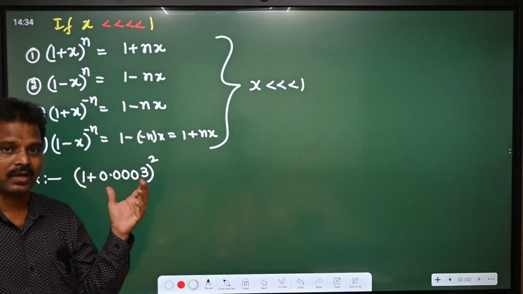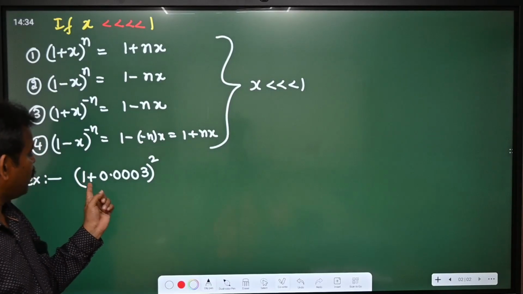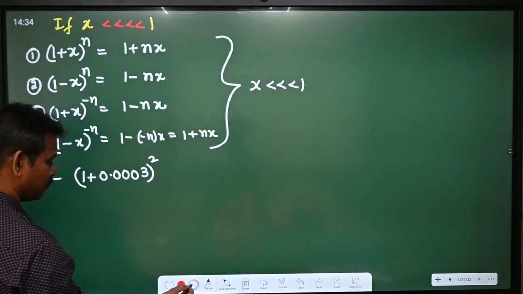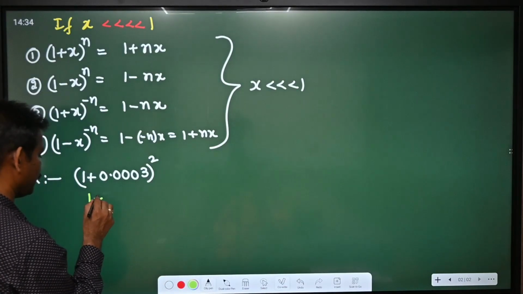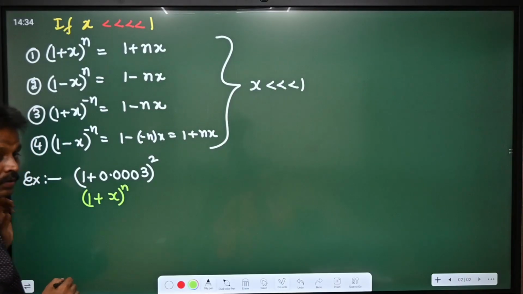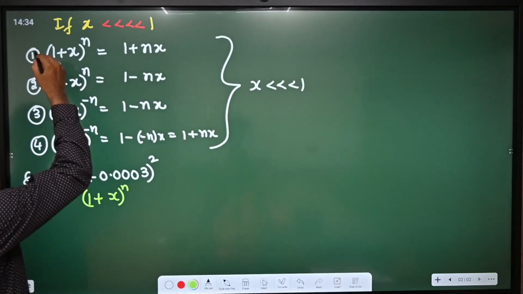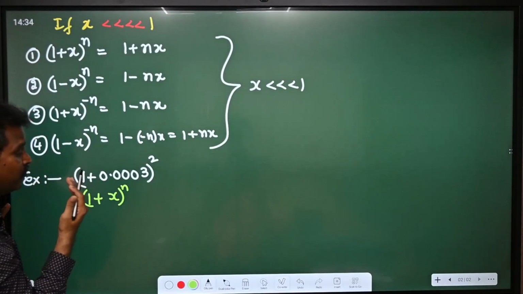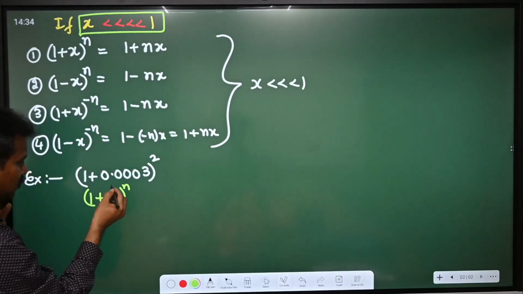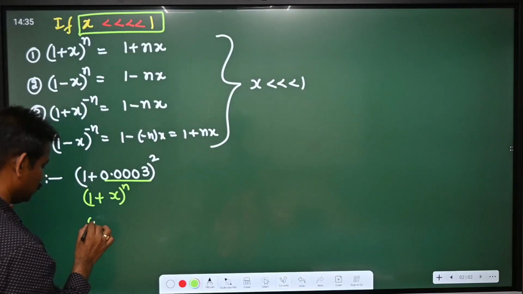Now first we have to check whether it is in the form of (1 + x)^n. Yes, this is in the form of (1 + x)^n, where this is 1 and this value is x, to the power n. Then, to check whether we can apply this formula or not, we have to check whether x is much smaller than 1 or not.